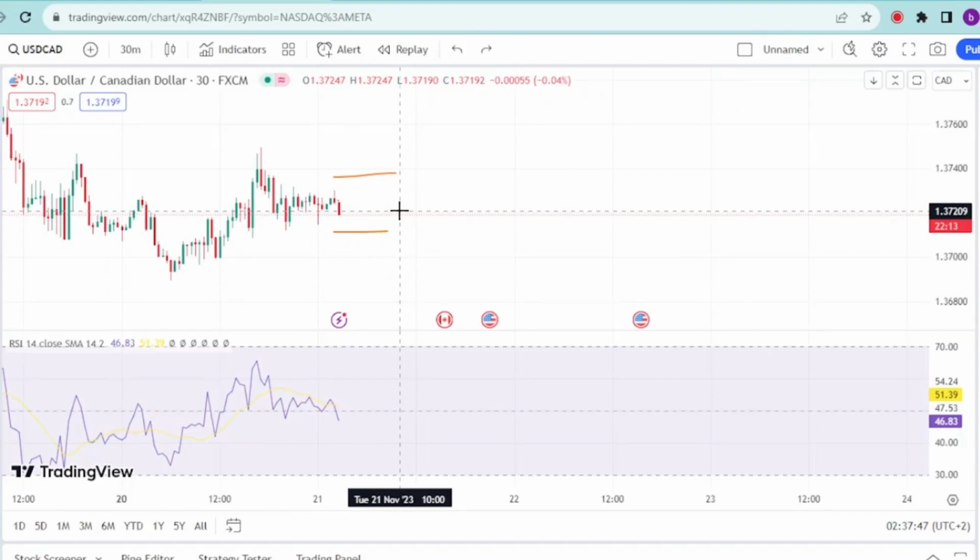Then you take your profits, you leave a little bit on the table, and you continue trading. And that's how you make massive profits in a short space of time. Then you go about your day and do other things that are important to you.